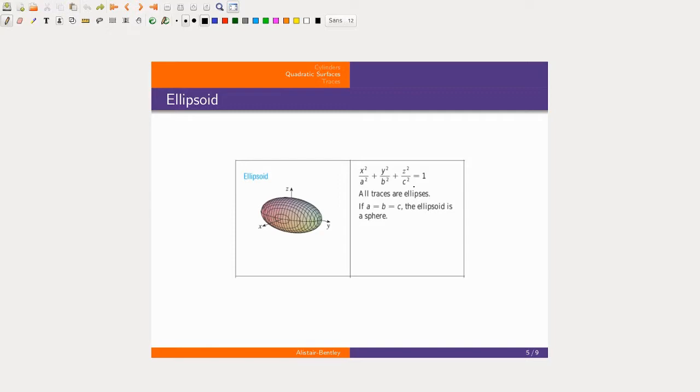Now, recall from ellipses in 2 dimensions that each of the component terms x squared, y squared, and z squared can be divided by different constants. In the case where all those constant terms are the same, then you have the special case of a sphere.